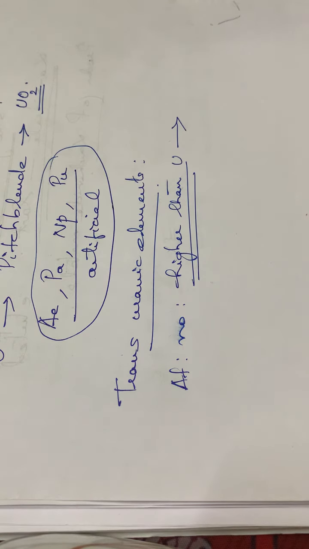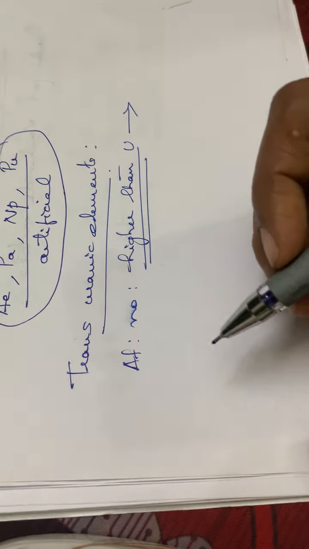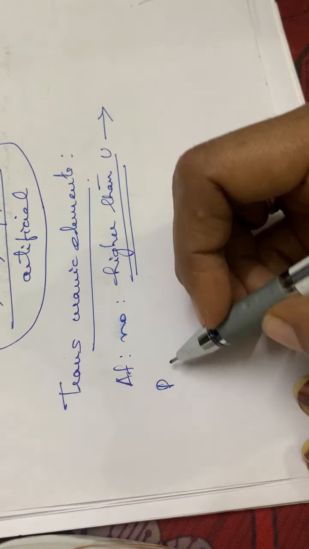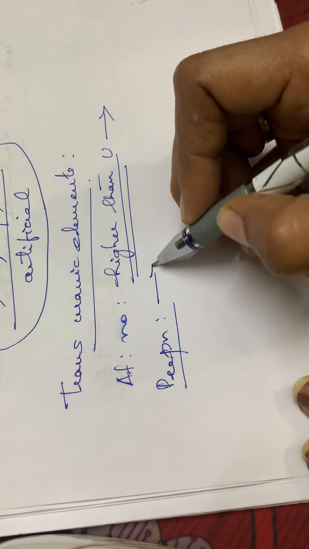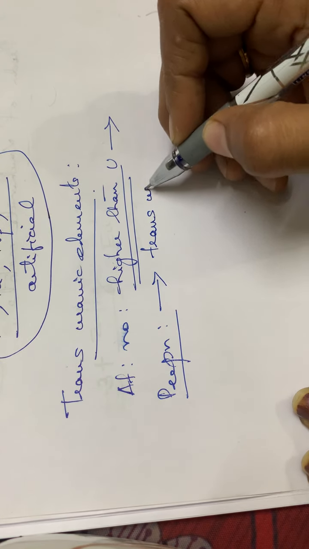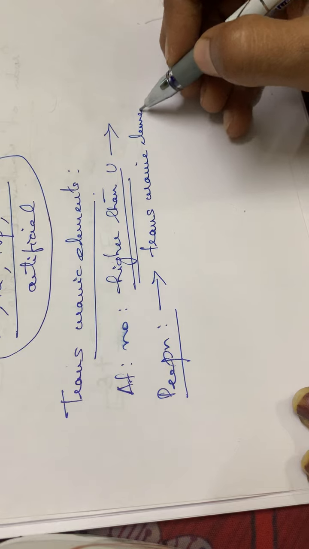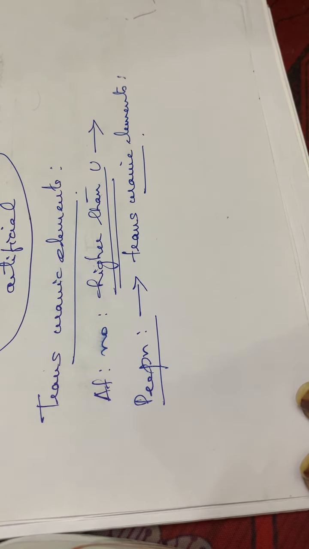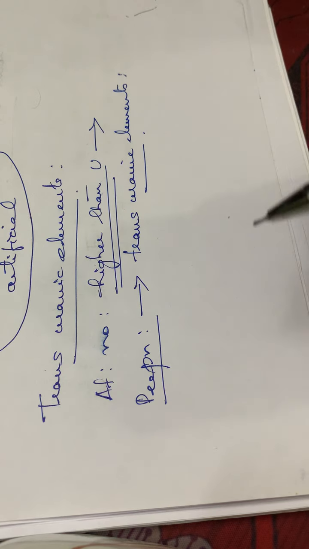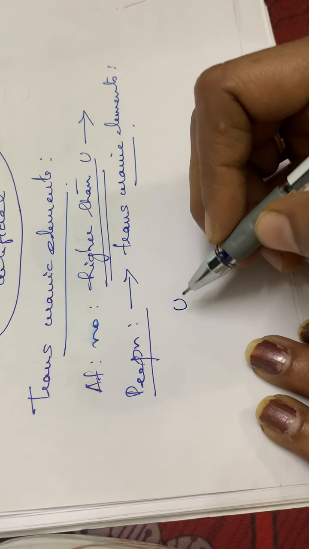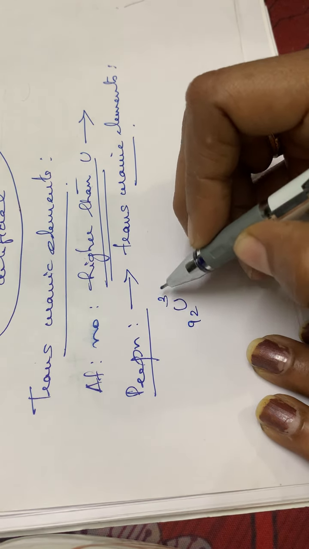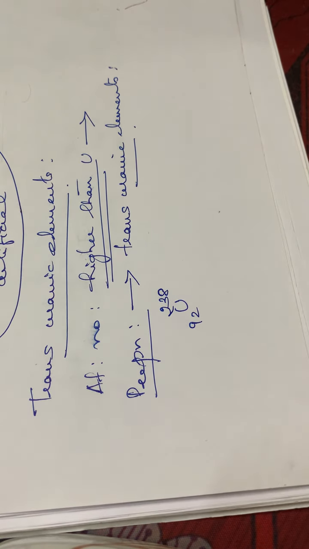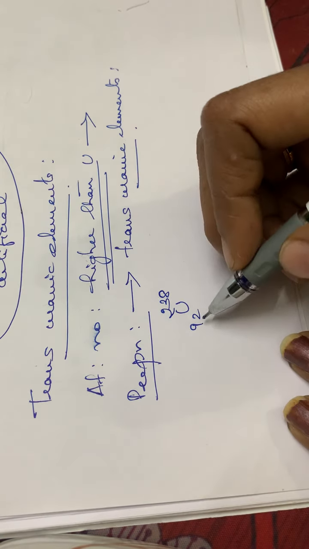Okay. Then the next one is the preparation of these transuranic elements. We have to prepare the elements starting from neptunium. So usually these transuranic elements are prepared from uranium 238, 92 as the starting element. 238 is the atomic mass, 92 is the atomic number of uranium.